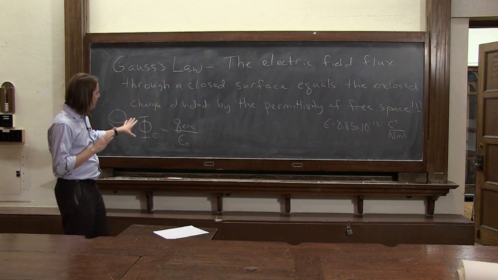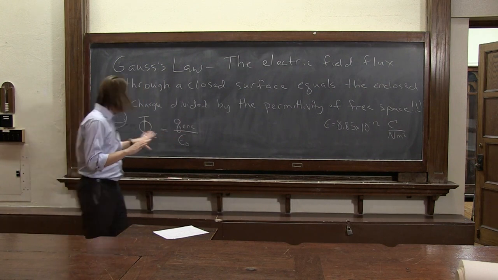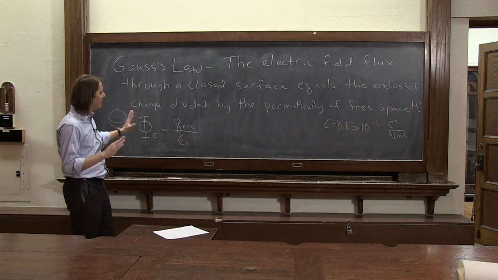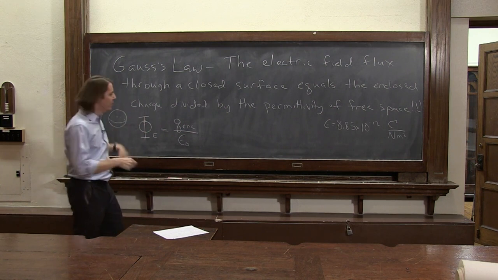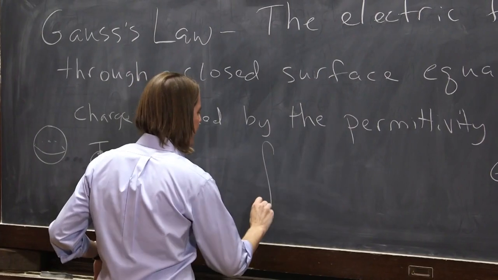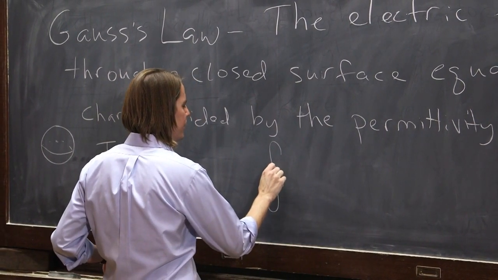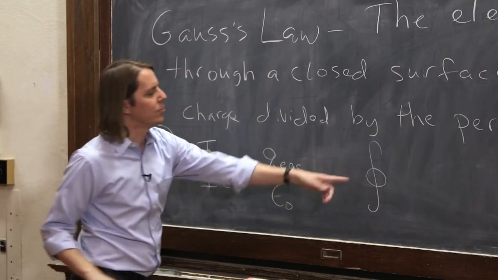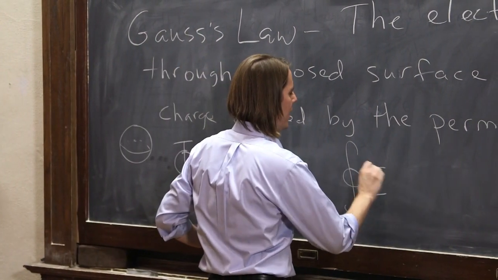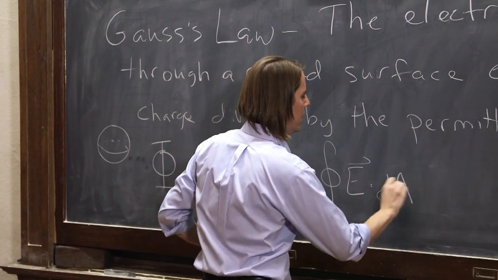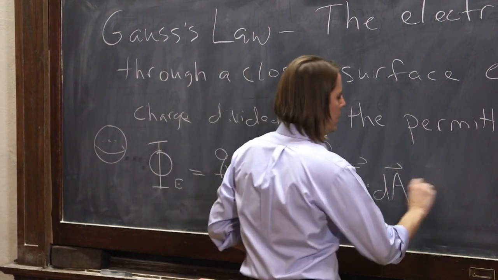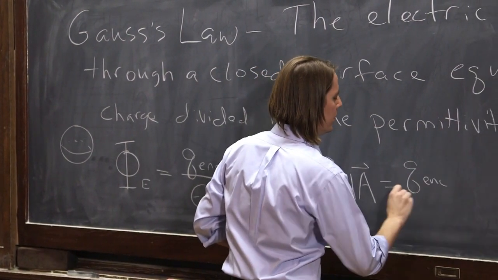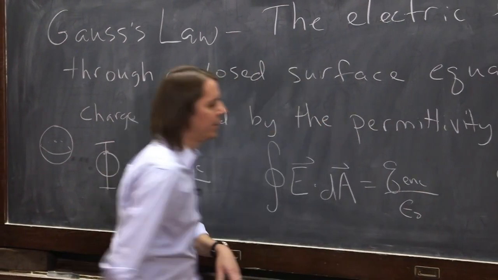Another way we can write it, though, is from what we learned in vector calc. Often you don't see it written this way. Often it's nice to actually show the integral. So often you'll see it written this way. It's the integral, the total sum of the flux around a closed surface. So this circle means closed surface of, how do you get the flux? It's E dot dA equals Q enclosed over epsilon naught.